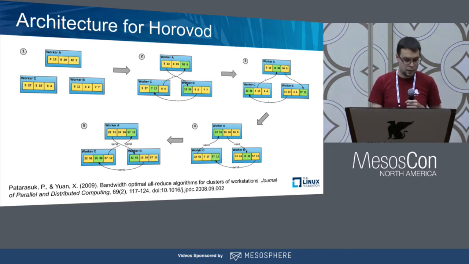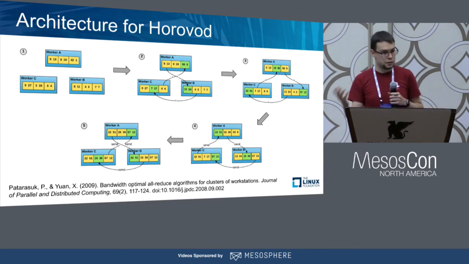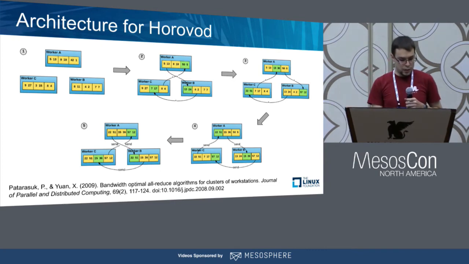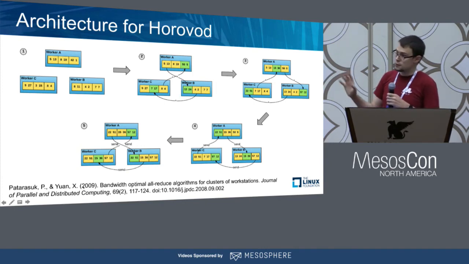So what happens is it's using so-called ring all-reduce, which is something that came from the HPC, high performance computing world, where they do MPI, they do weather predictions, these kinds of things. And there is a paper showing that this is the most optimal algorithm. And the high-level idea is this.